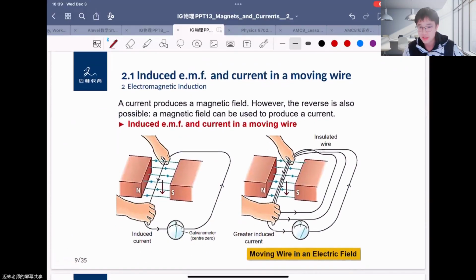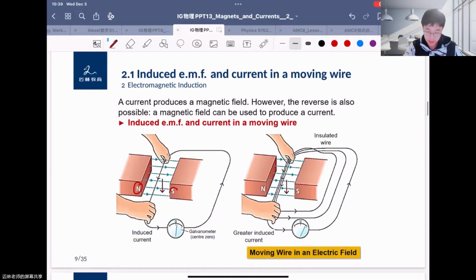Last time we discussed that if we have a magnetic field and a current, based on the left-hand rule, we have a force direction, right? We have a force acting on a wire. So today we have a magnetic field. You can find here we have a north pole and a south pole, right?